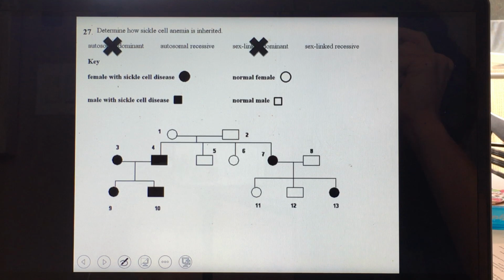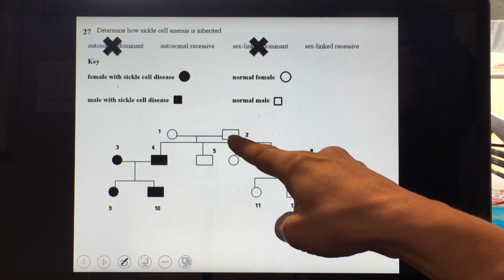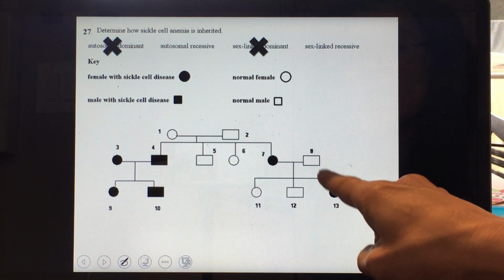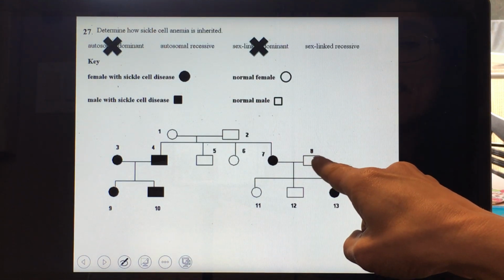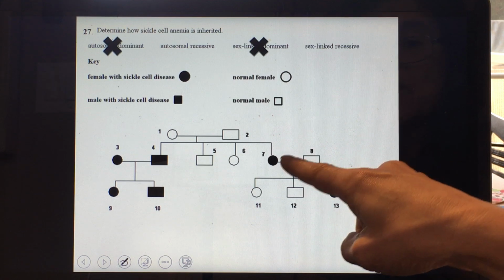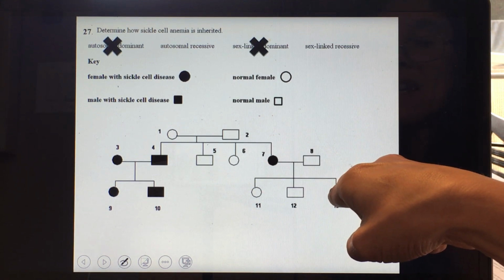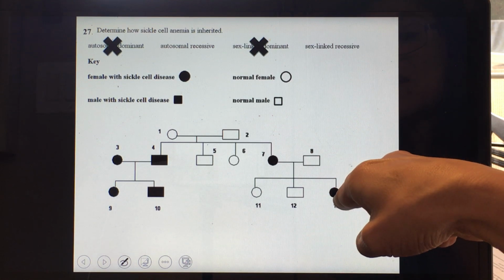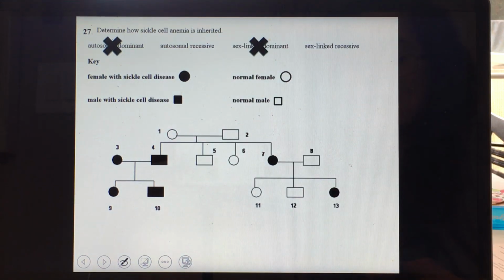Now the trick is to look at the females. If this female has it and her father doesn't, and here we have another female who has it and the father doesn't, it can't be sex-linked recessive because the dad would have to pass on a recessive gene to her, and so would the mom. So even if the mom was homozygous dominant, she only would pass down one mutated gene to her offspring, and then this female would have gotten the normal allele from her father if it were sex-linked. So that rules out definitively sex-linked recessive. So in this case, it must be autosomal recessive.